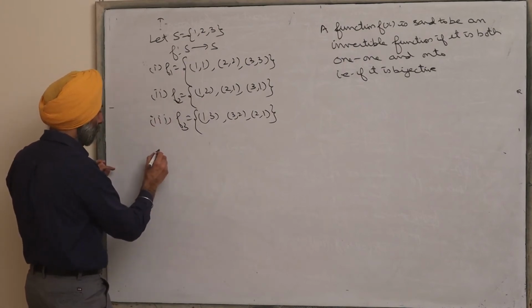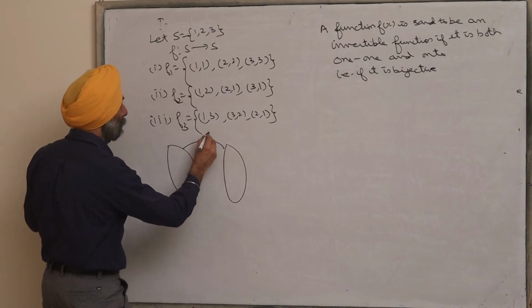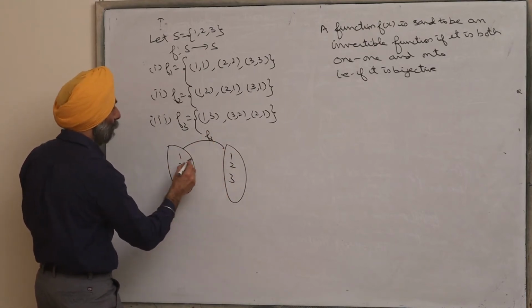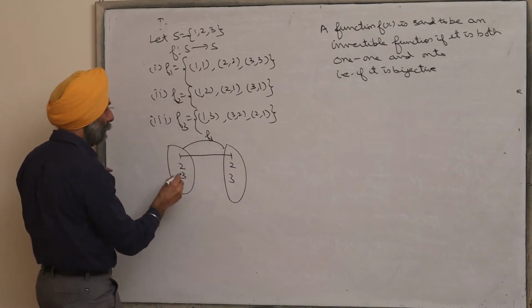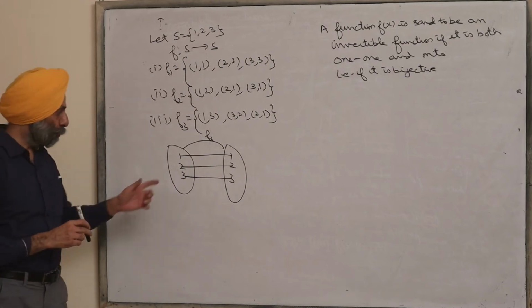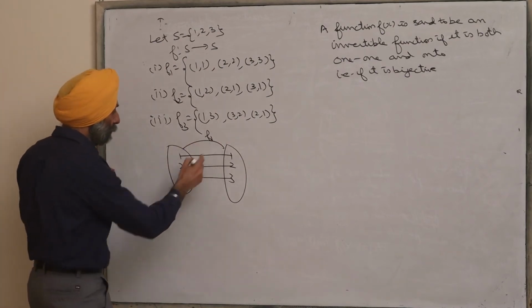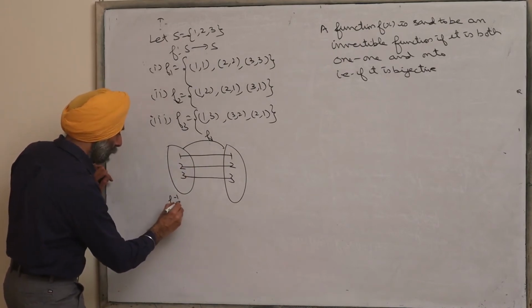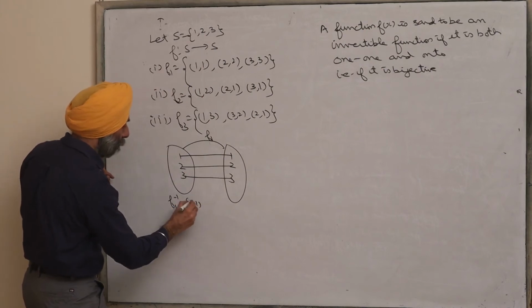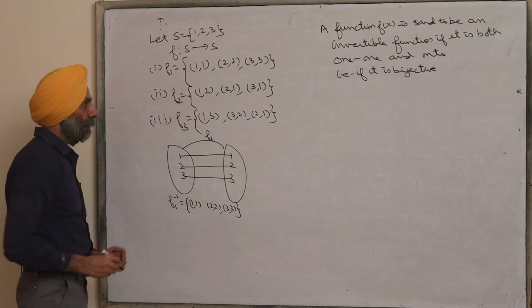Now you come to the first one. Through the Venn diagram you can see here that it is f1, with 1 2 3 here and 1 2 3 here. Image of 1 is 1, 2 is 2, 3 is 3. So it is both one-one and onto, hence it is an invertible function. So what is f inverse? It will be (1,1), (2,2) and (3,3) itself.